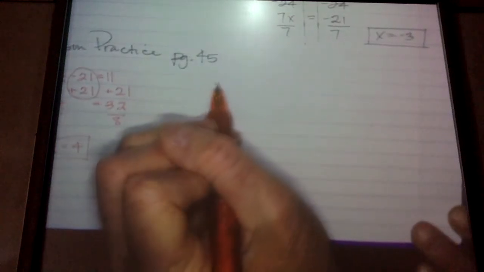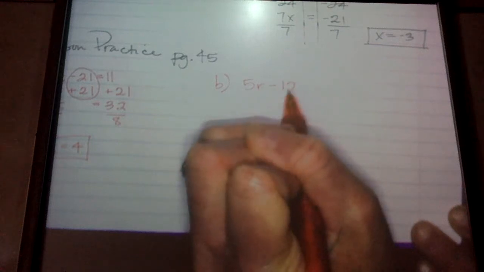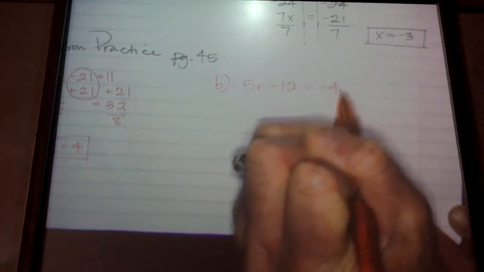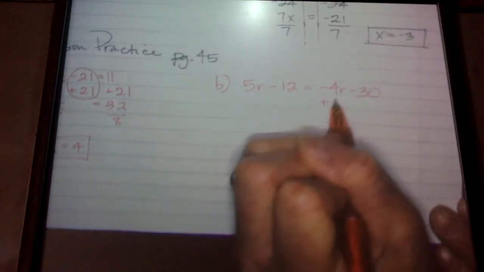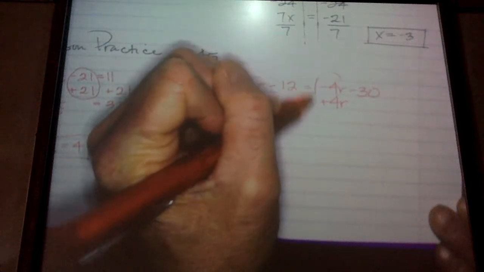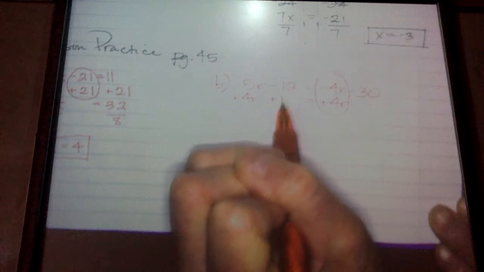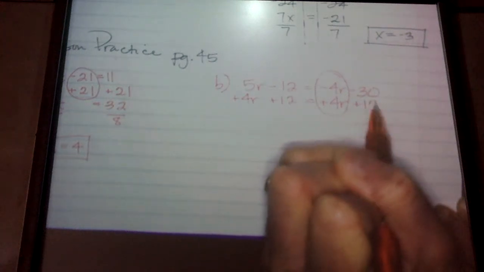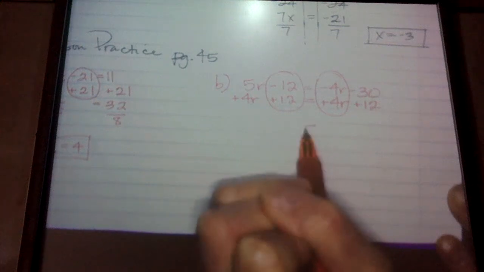All right, part B was 5r minus 12 equals negative 4r minus 30. Now remember, you can pause the video, work it out, compare your answer to mine. So I like to do everything in one step. So I'm going to add 4r, that eliminates him. And at the same time, I'm going to add 12, which eliminates him. So I'm left with one item on each side.